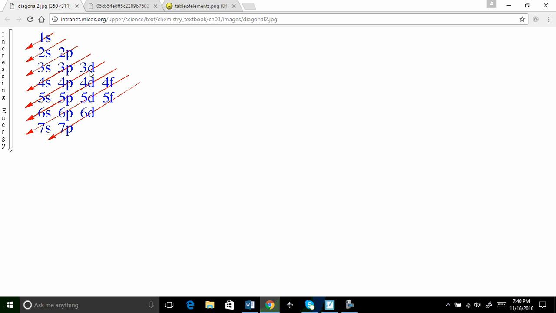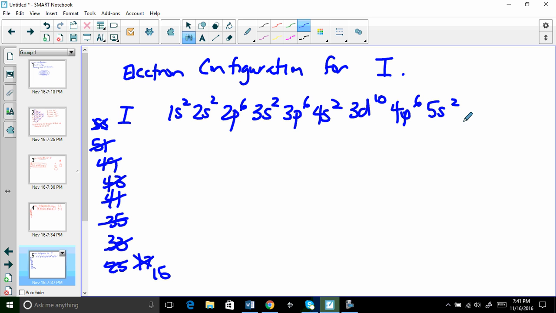What fills after 5s? If you look here, you jump up, it's 4d, then 5p, then 6s. Patterns on the column: 4, 5, 6, 4, 5, 6, 7, 5, 6, 7. So what fills after 5s? 4d. So then 4d, but d orbitals hold a maximum of 10. 15 minus 10 is 5.